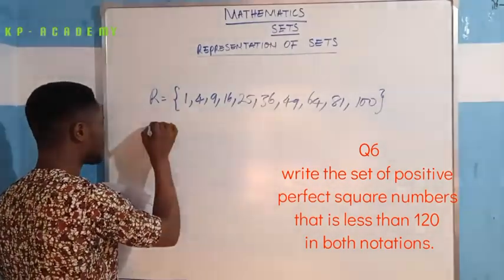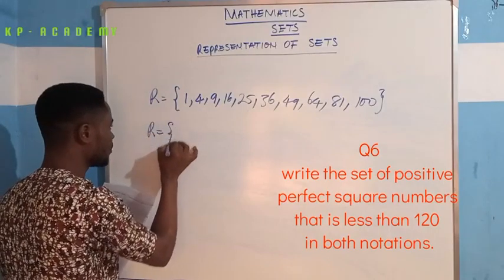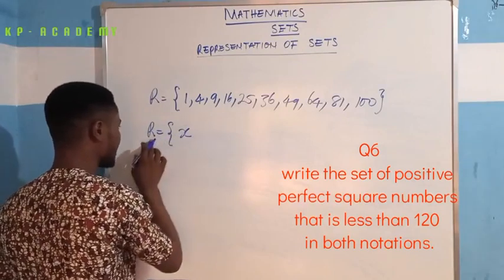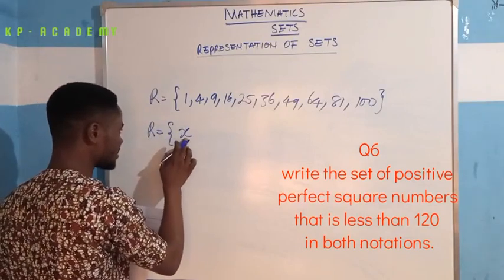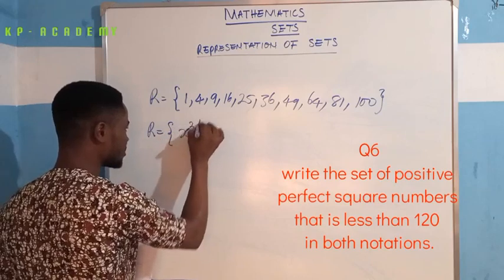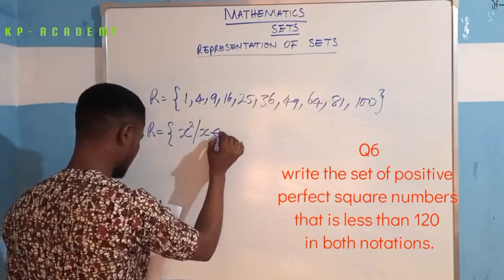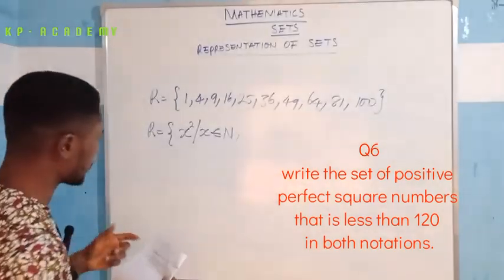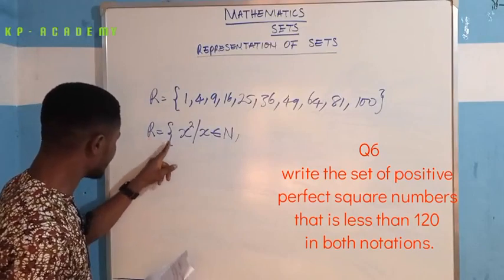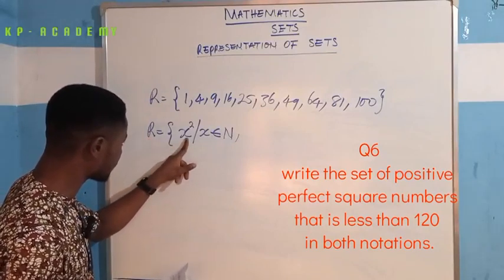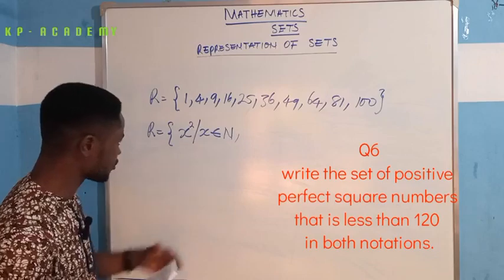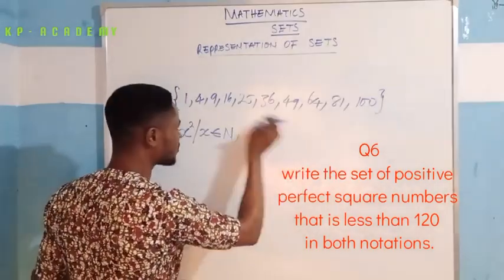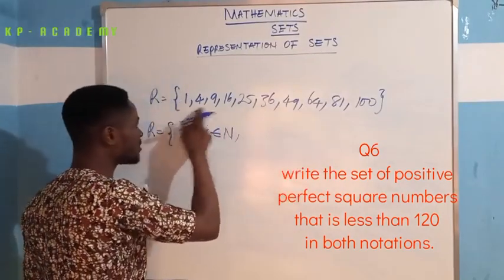Now, again, taking this set R and putting it in the set builder notation, we are going to have that it is x squared. We're going to say that set R is the set of x squared, such that x is an element of the natural numbers. But it's very important we know what we're talking about. Alright, but we're going to give the range. Remember that the natural numbers that give us these things are actually the natural numbers from 1 to 10.